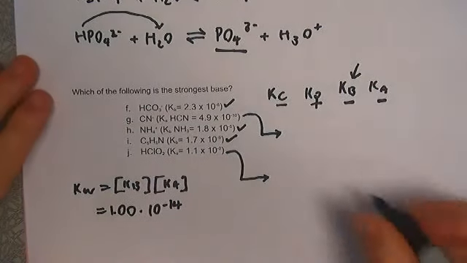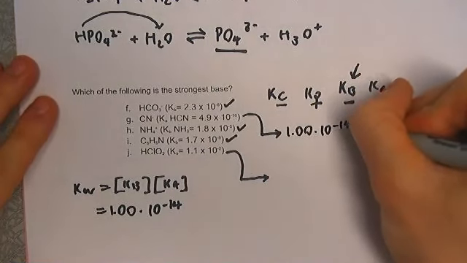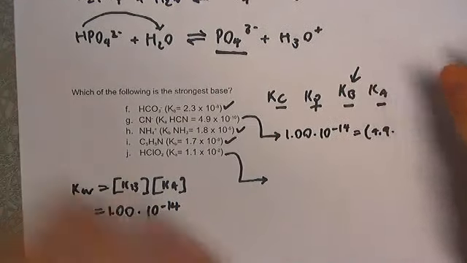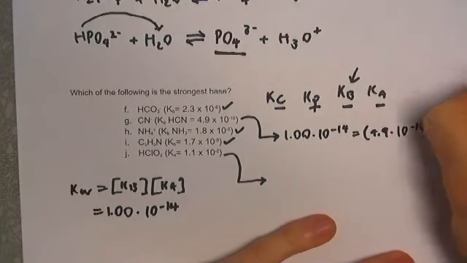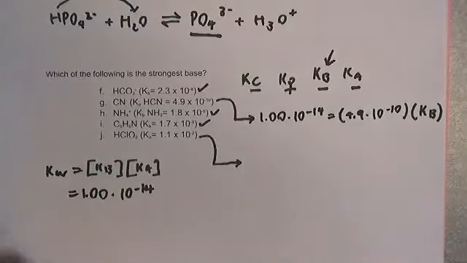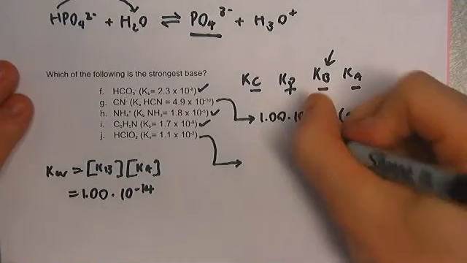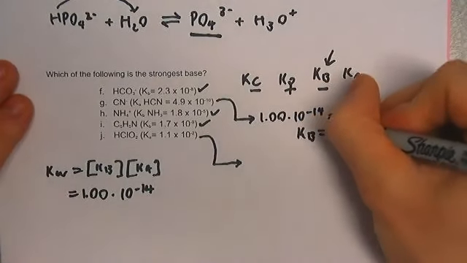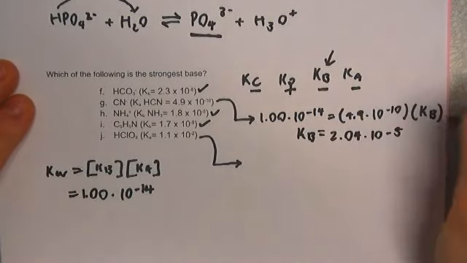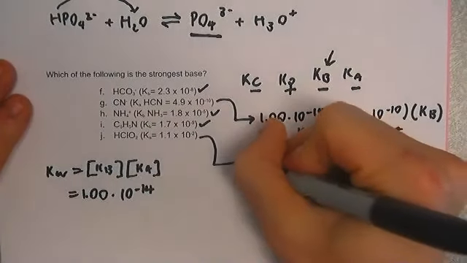So let's go ahead and work through option G. We have 1.00 times 10 to the negative 14th is equal to, I have my Ka, 4.9 times 10 raised to the negative 10th times Kb. Right? I'm just applying this formula to this problem. I would divide this over, and I would get a Kb of 2.04 times 10 raised to the negative 5th. Right? Now we're in terms of Kb. We're good to go.